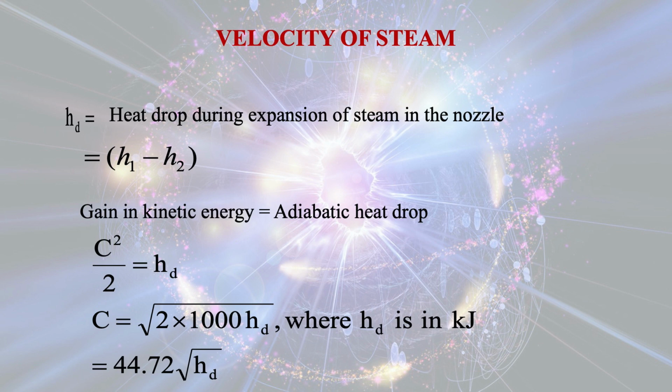That comes out to be 44.72 under root HD. But in this case you see that we have multiplied 1000 in the right-hand term, because C square by 2 is coming in joule, so we have to convert into kilojoule. That's why on the right-hand side we have to multiply it by 2000. That's why the velocity C comes out to be under root 2 into 1000 into HD.